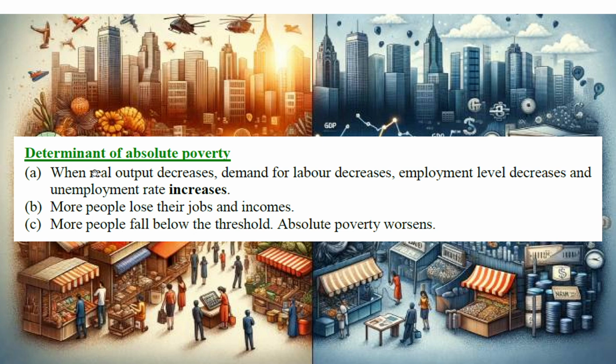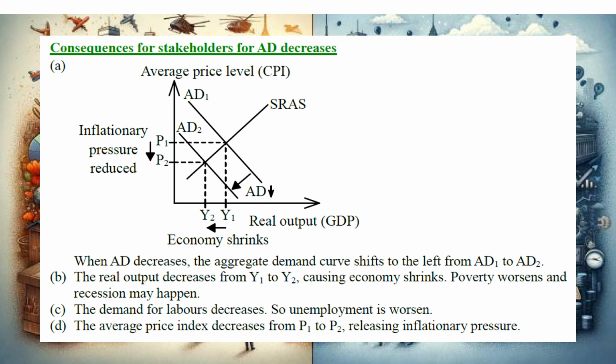So the determinant of absolute poverty is employment. When the real output decreases, demand for labor decreases, the employment level decreases, and the unemployment rate increases. More people lose their job and income. So sad. So more people fall below the threshold and absolute poverty worsens. And this is explained by this graph. When AD decreases, maybe consumption decreases, investment decreases, government spending decreases, exports decrease, or imports increase. When AD decreases, the aggregate demand curve shifts to the left from AD1 to AD2. You can see the real output drops from Y1 to Y2, causing the economy to shrink. Okay. So poverty worsens and recession may happen.